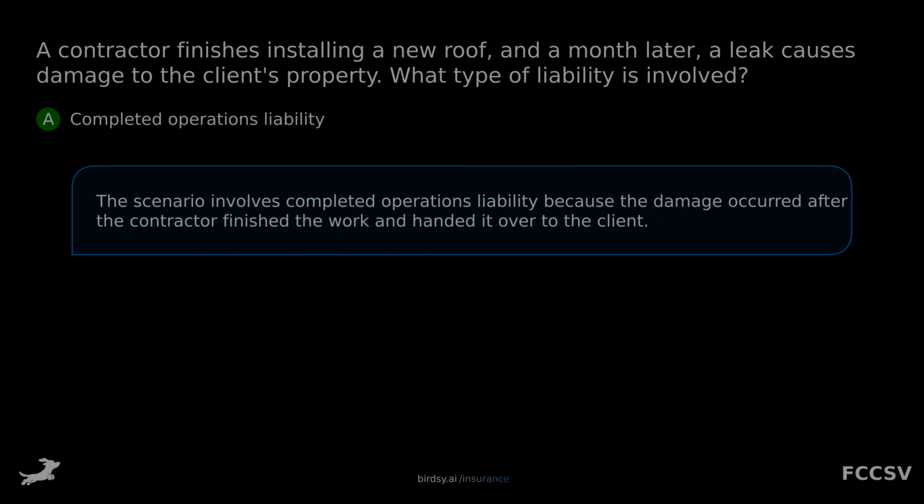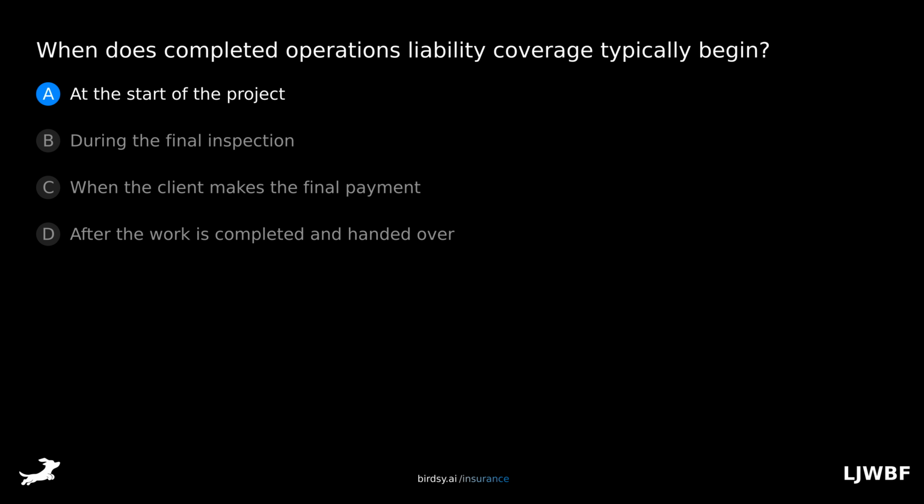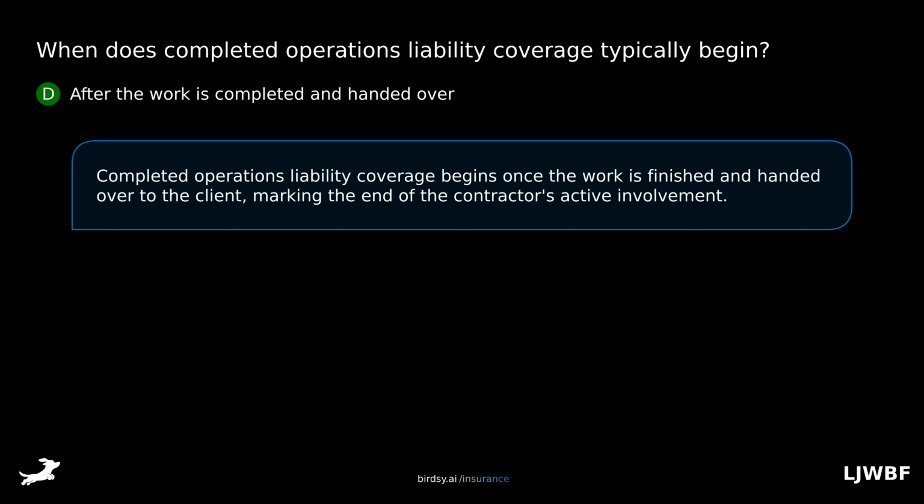When does completed operations liability coverage typically begin? Is it A, at the start of the project, B, during the final inspection, C, when the client makes the final payment, or D, after the work is completed and handed over? The answer is D, after the work is completed and handed over. Completed operations liability coverage begins once the work is finished and handed over to the client, marking the end of the contractor's active involvement.